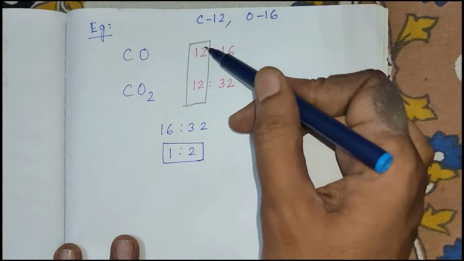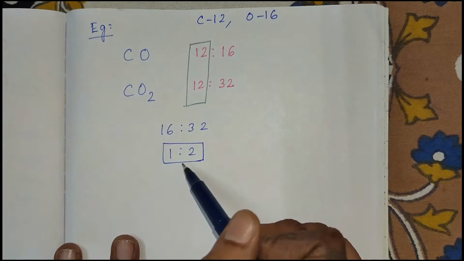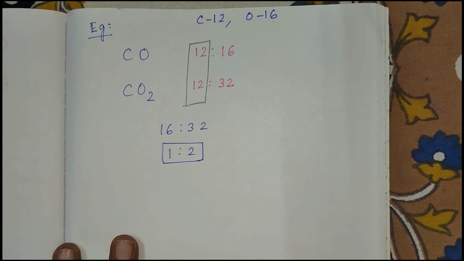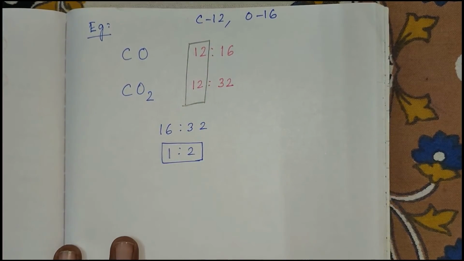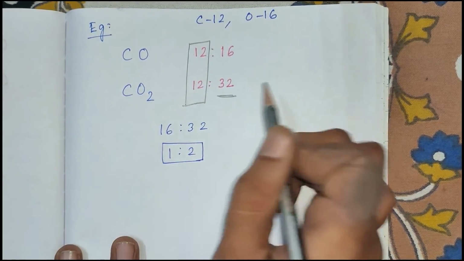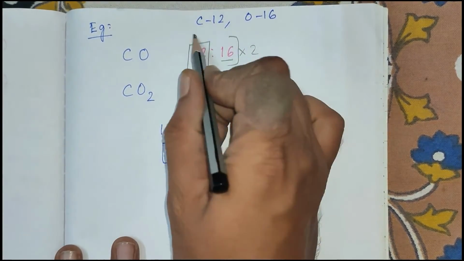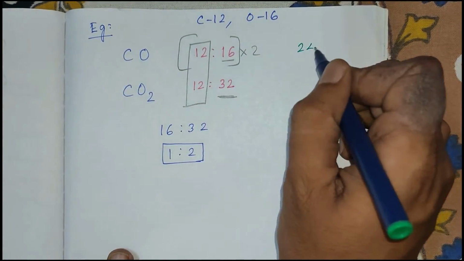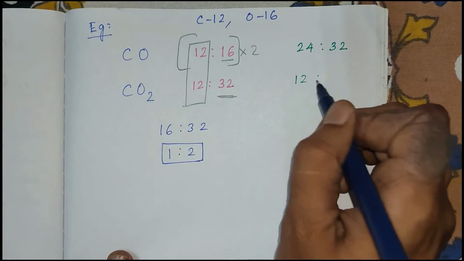I am going to fix the ratio of carbon and look at the ratio of oxygen. Now it looks like a simple ratio. Now our question is, shall we fix the ratio of oxygen? Yes, you can do that also. For that, here it is 32. Here I am going to multiply this by 2. So what will I get? I will get 24 is to 32. Here it is going to be 12 is to 32.